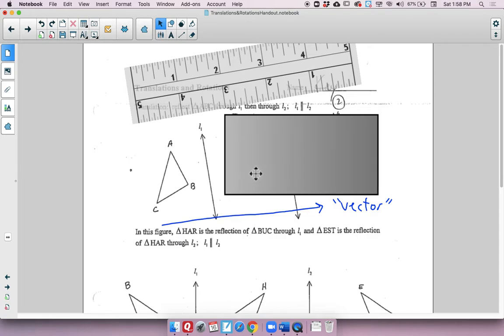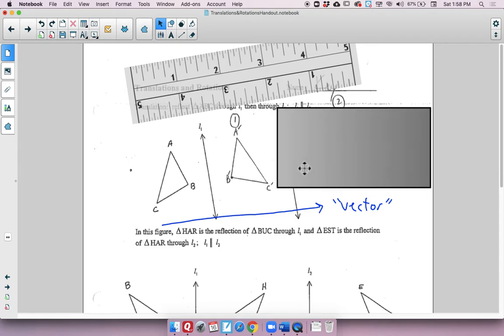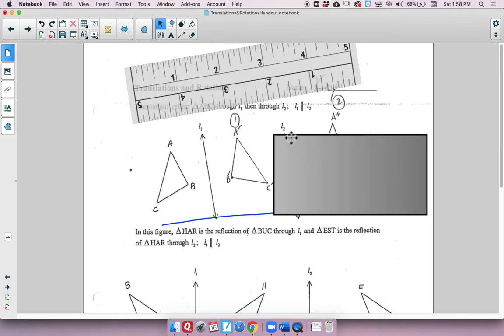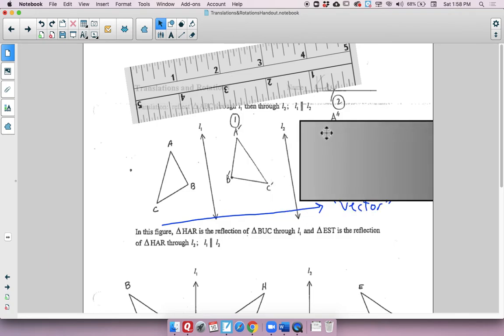Okay, and I'm back now. So if I reflect that, I should have gotten something similar to that. Notice how B and B prime, if you connect that segment, this point right here would be the midpoint of that segment. Notice how it's slanting up because this would be perpendicular to our line. Okay, so once you've done that, now you're going to reflect this triangle across L2, which is right here. So go ahead and do that.